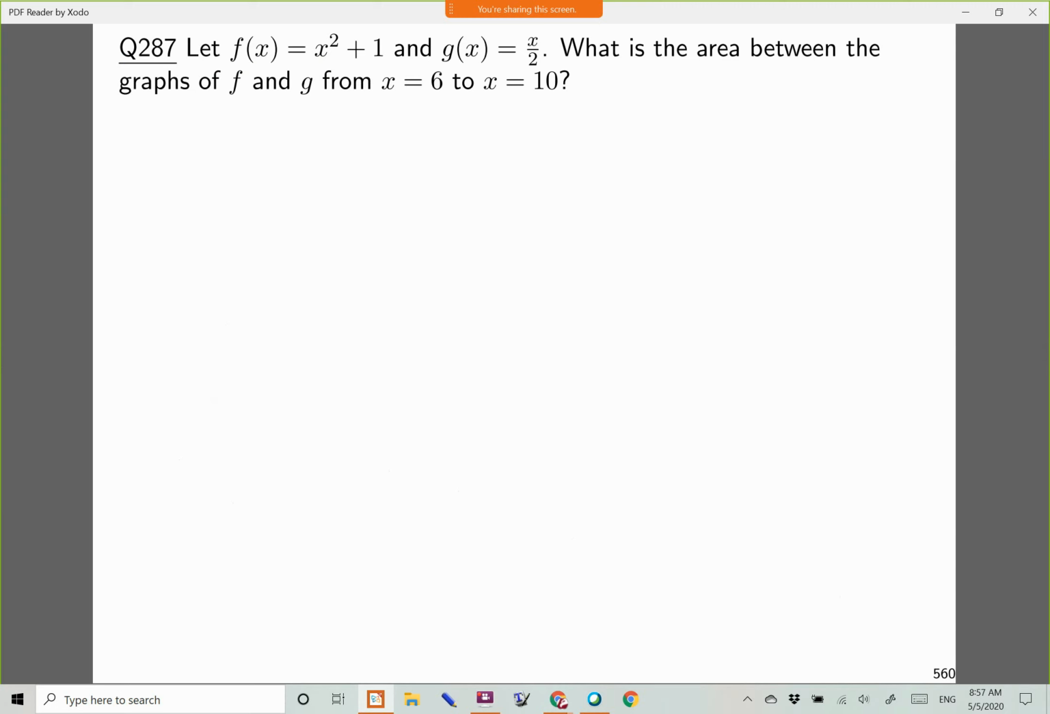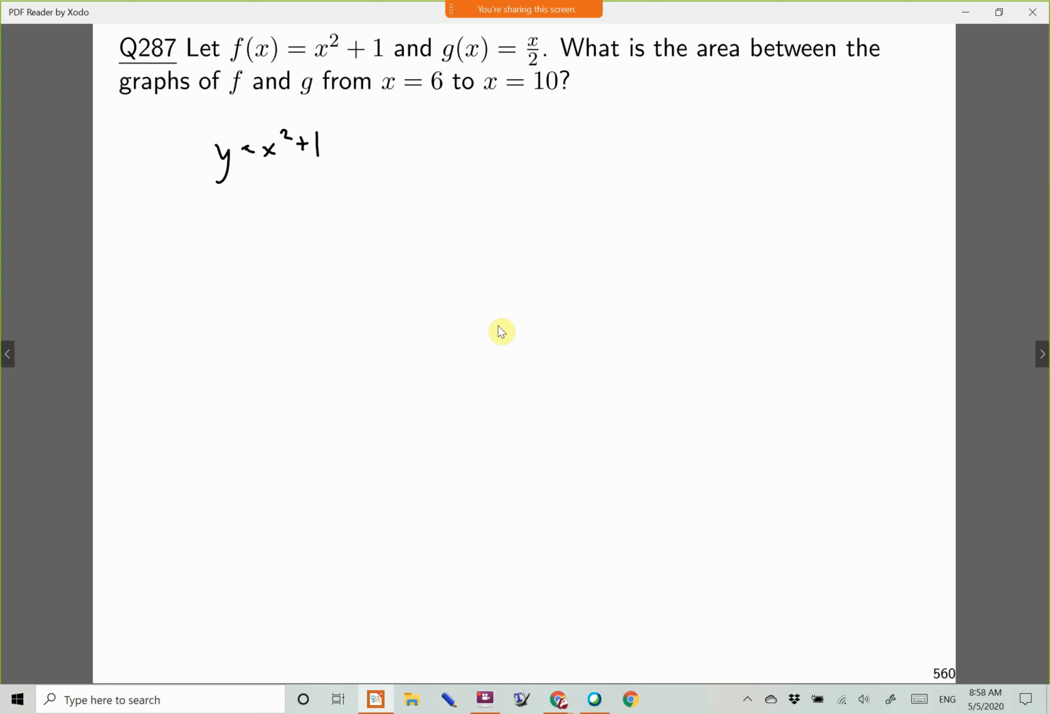You've got this function, f of x equals x squared plus 1, and this other function, g of x equals x over 2. The question here is, what's the area between these two graphs, starting at x equals 6 and ending at x equals 10? I'll just do a really rough sketch of this first. y equals x squared plus 1. Well, y equals x squared is that parabola, and then plus 1 shifts it up 1 unit.